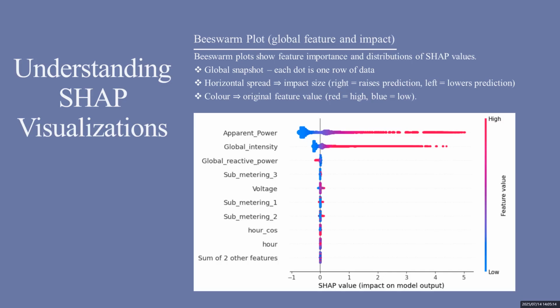Now we have the color, the red and the blue. The blue signifies low and the red signifies high. So we can see that the red part that spreads to the right-hand side has high impact. The features that contribute highly to the prediction are apparent power and global intensity. We can see how much positive impact they contribute to increase the prediction.